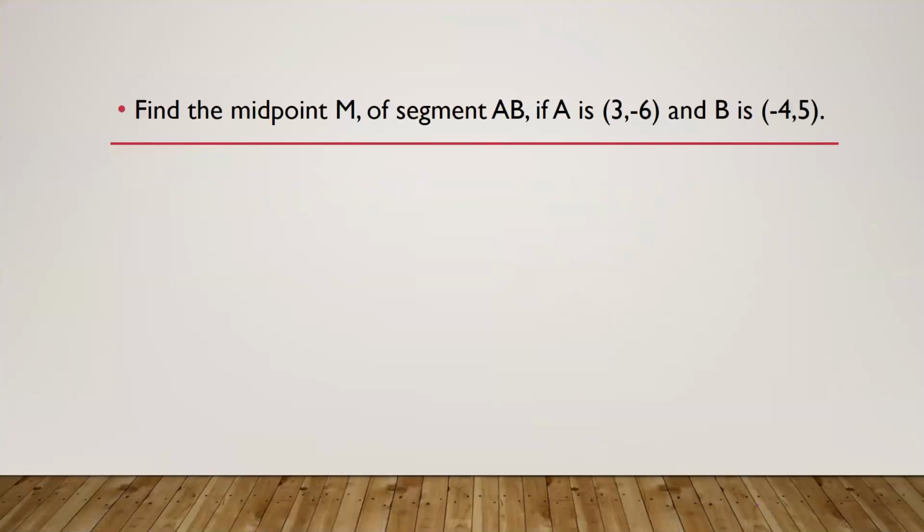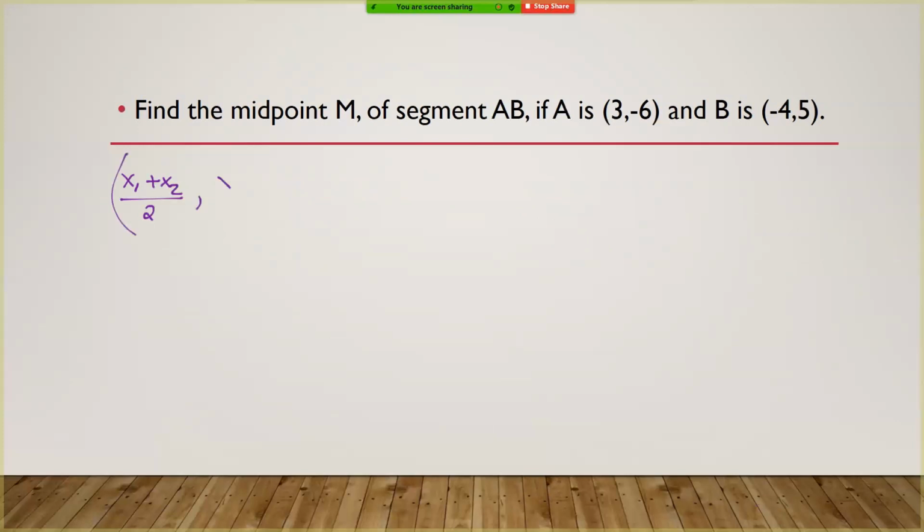The next question involves finding the midpoint of segment AB, and then they tell you coordinates for both A and B. So remember our midpoint formula, we're going to take and add our x's together, so x1 plus x2 divided by 2 for our first coordinate. Our second coordinate, we're going to take y1 plus y2 and divide by 2 to find our second coordinate. So I'm going to label A x1, y1. I'm going to label B x2, y2. Then I'm just following this formula here.